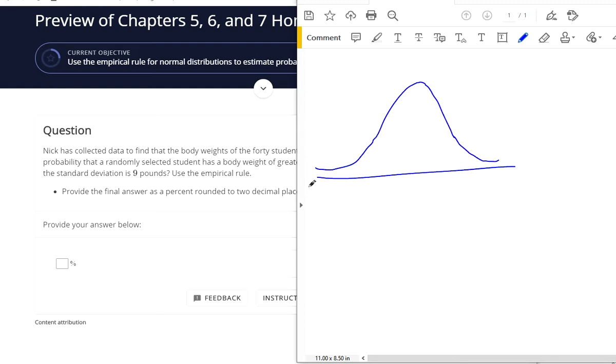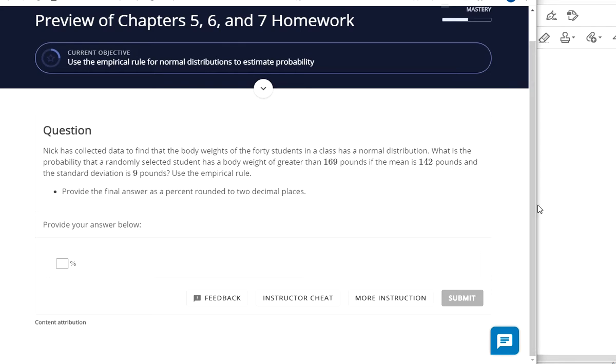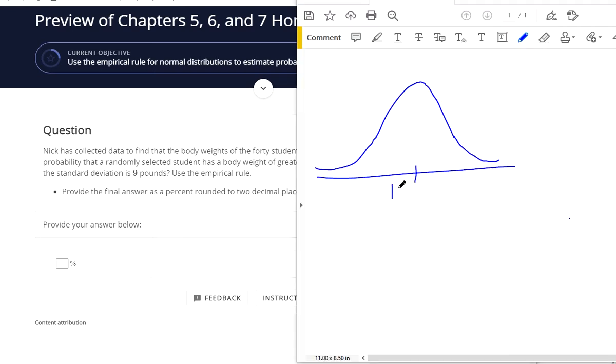Or might have not even said approximately. That means it makes a bell-shaped curve like I just drew. And the mean is 142. And we got a standard deviation of 9. And notice you put the mean right in the center, right?